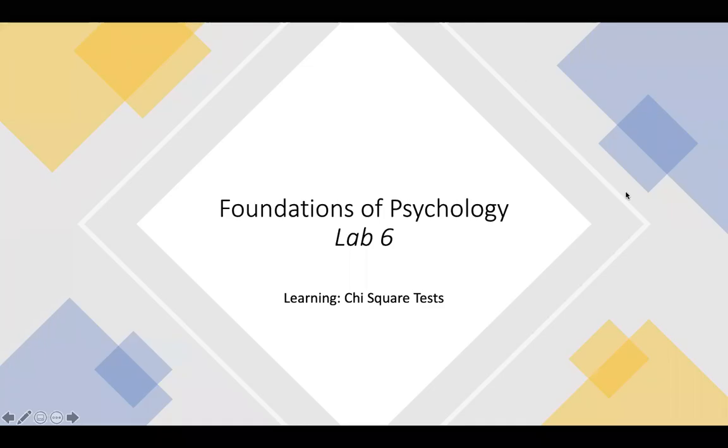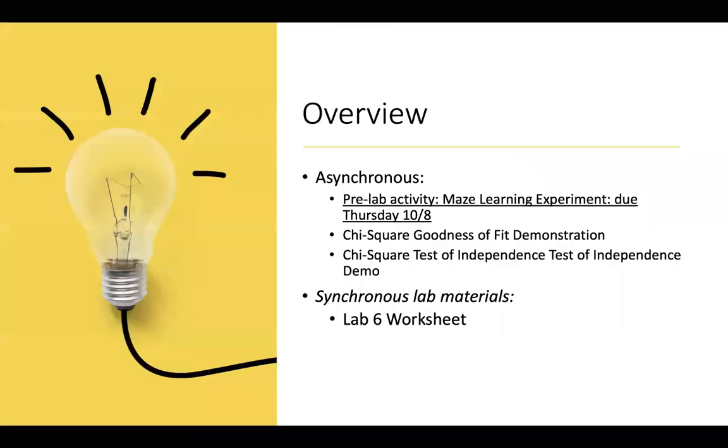Hi, everybody. So this is your asynchronous lecture or lab recording for lab 6, which is all about learning. And we're going to be learning about chi-square tests. So this is an overview.